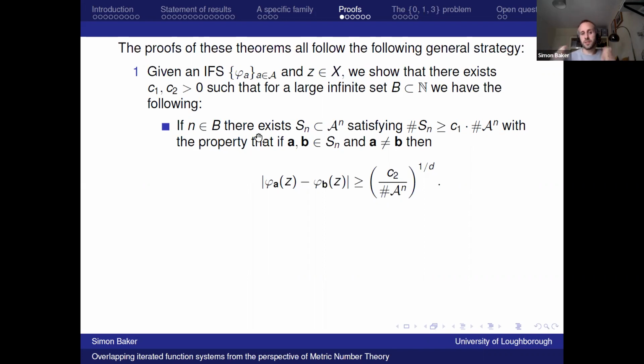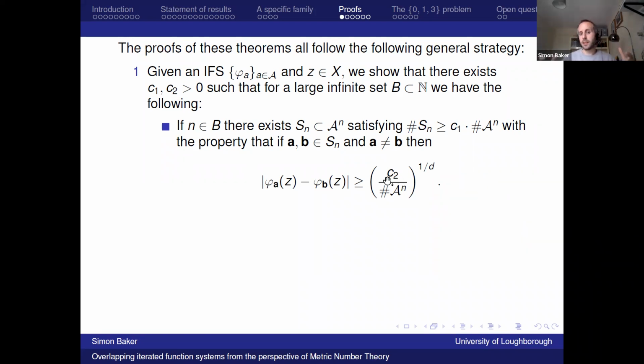such that if you look at the images of Z under any two distinct words in this set, the distance between them is going to be optimal. It's going to be larger than a constant, namely C2, times the reciprocal of the number of words of length n, all raised to the power of 1 over d. By a pigeonhole argument, you can see that this scale of separation is the optimal level of separation.